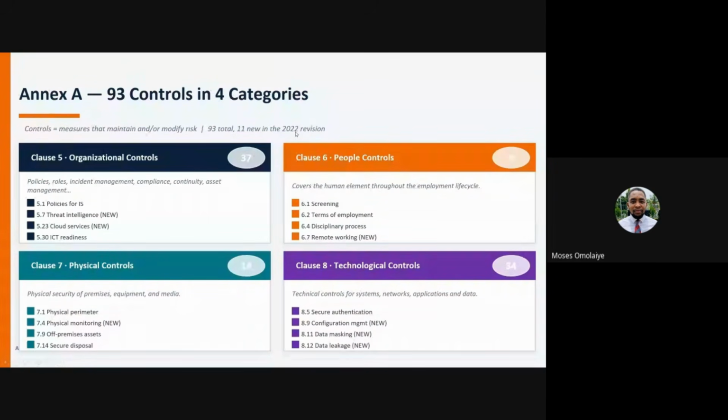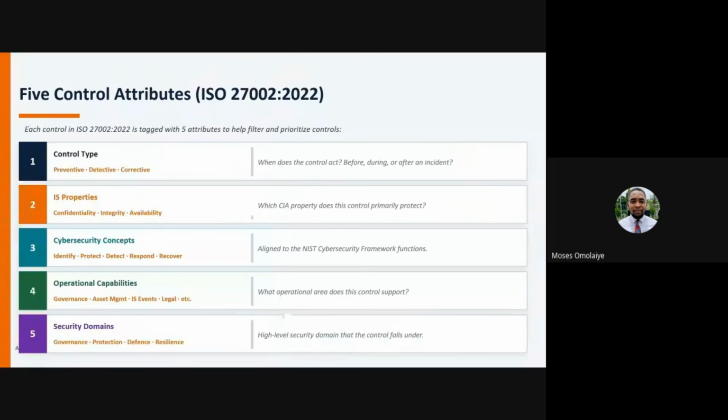Then we have physical controls, things like your physical perimeter. Do you have, how are they monitored? Do you have locks? Do you have guards? All those things. Then you have technological controls, configuration management. Do you mask your data? What happens in the case of data leakage and all of that? And that is around technological controls.